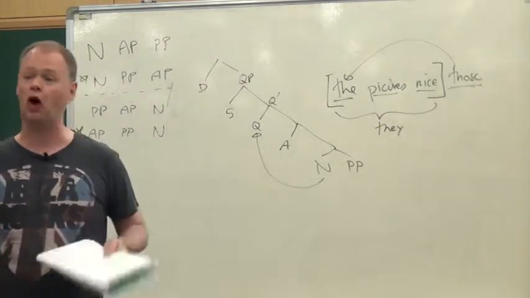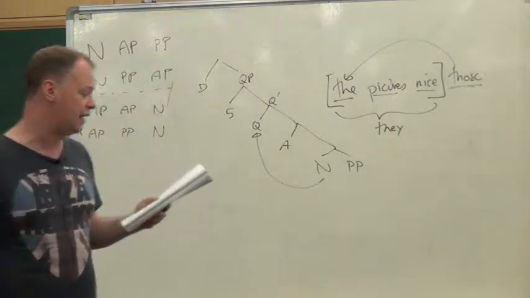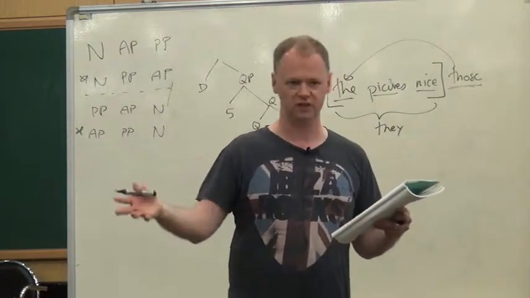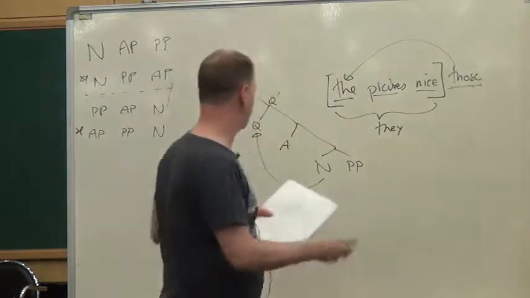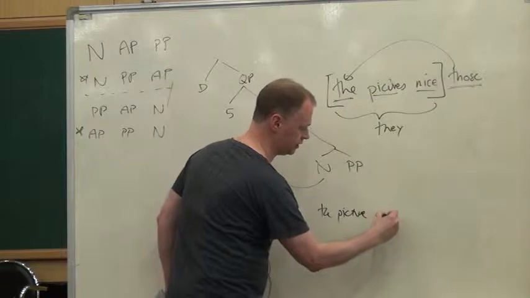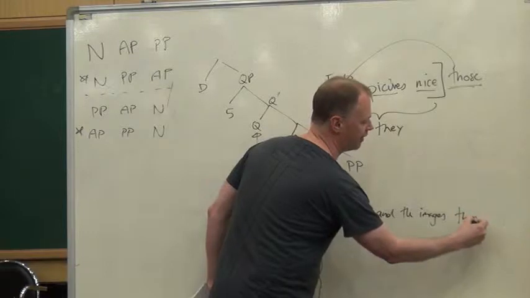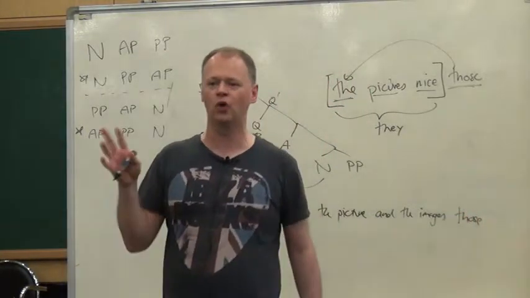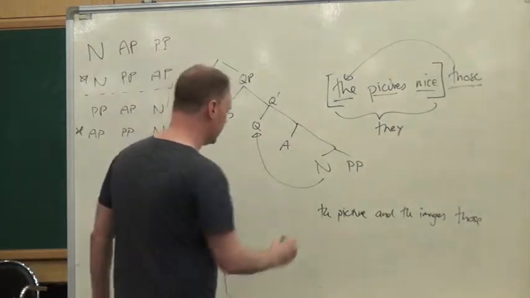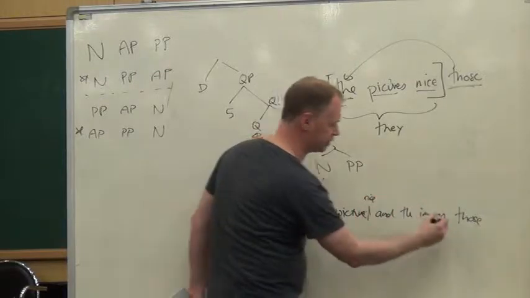We can also coordinate the pictures nice, and that's what you see in 49a. You get the pictures and the images, those. I'm writing those even though in Gaelic there's no plural marking on the demonstrative. It's just a single form. Or you can say the picture is nice, and the image is horrible.